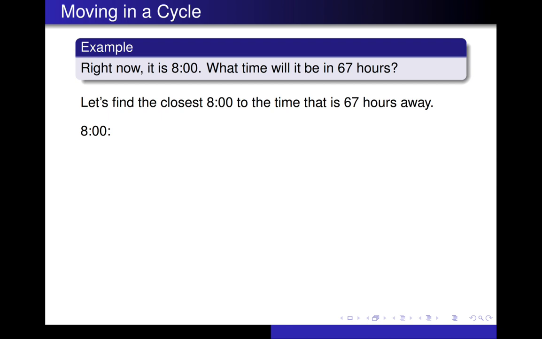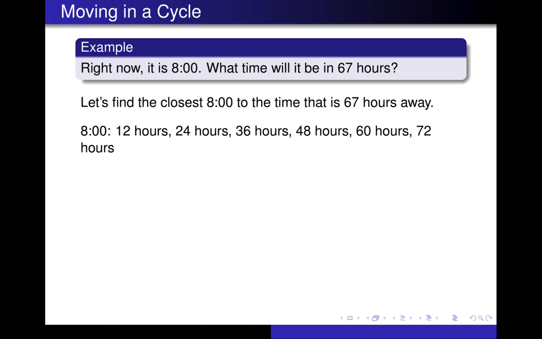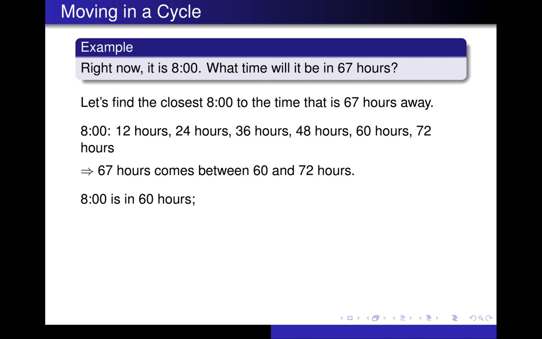So what do the 8 o'clocks look like? Well, the first 8 o'clock is going to happen in 12 hours. The next one in 24 hours, 36 hours, 48 hours, 60 hours, 72 hours. So that 67 is between the 60 and 72 hours. So we're going to take that 8 o'clock in 60 hours, and then 67 is just 7 hours later. So instead of having to add 67 hours to 8 o'clock, I just have to add 7.